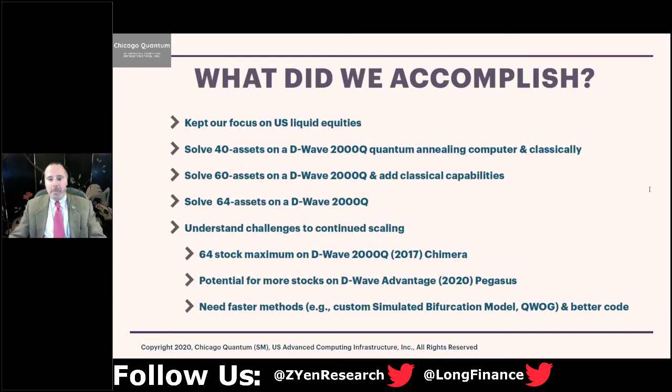So what did we accomplish? We stayed very focused on US liquid equities. And now that we've done 64 stocks, we understand some challenges. So there's a potential for maybe 300 stocks on the Pegasus, on the new DWave system that came out in 2020. And we realized we need faster methods. So whether it's a simulated bifurcator or quantum walks on graphs, if we're going to analyze every common stock in the United States at one time, we need the fastest solvers we can get, and we are on our way with the simulated bifurcator. Next, please.